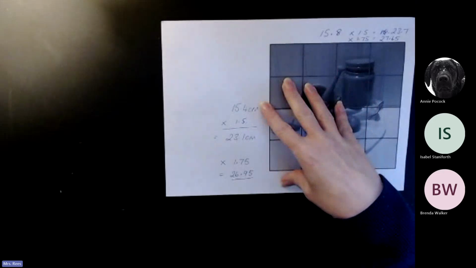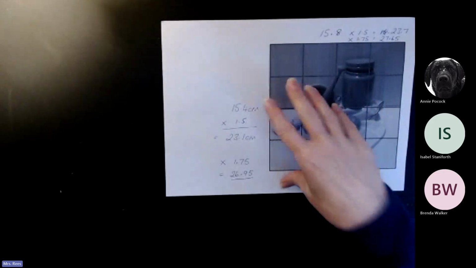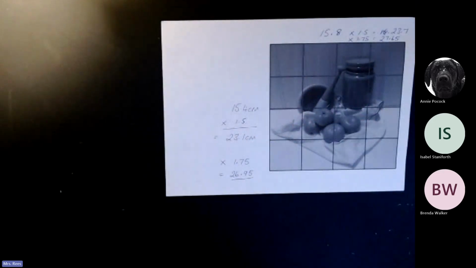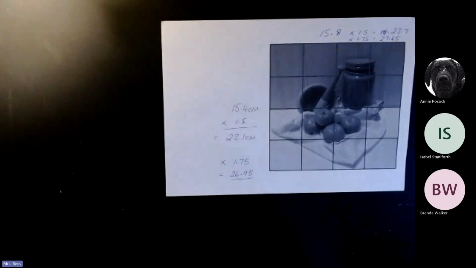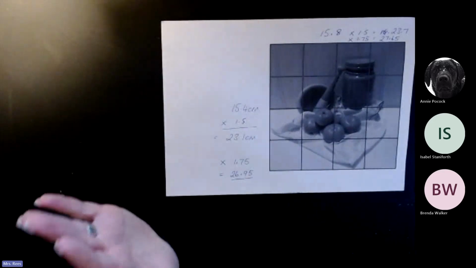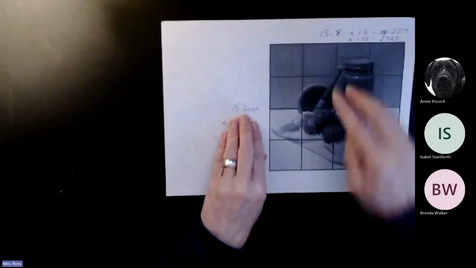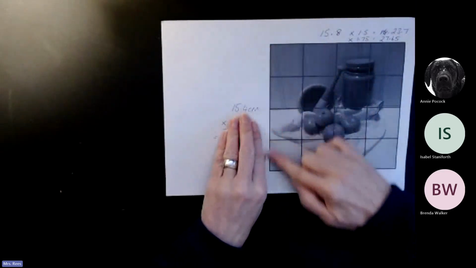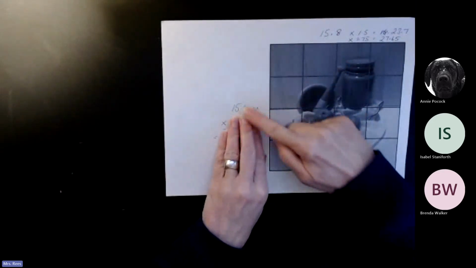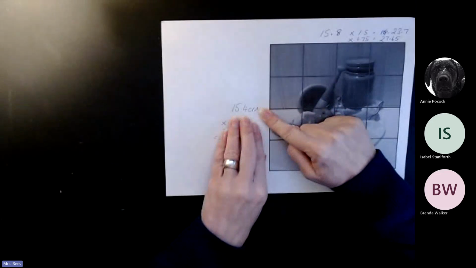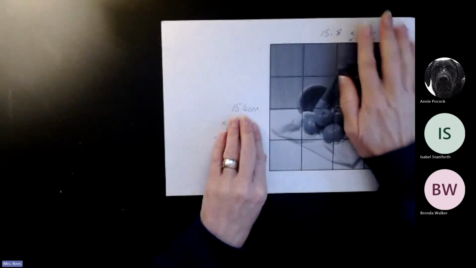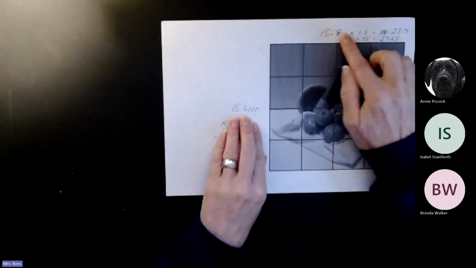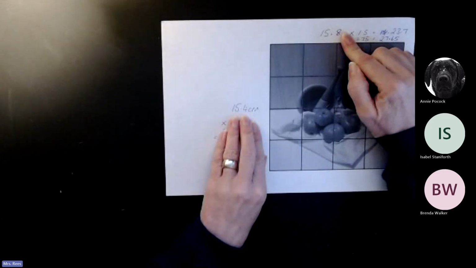This is an A4 piece of paper. I tend to work A4 on camera because it fits better, but I thought I'll scale this one to A3 just so that you can see. So what I did is, first of all, I measured how high this photo is. So it was 15.4, and how wide, it's actually 15.8. So I've written that there.